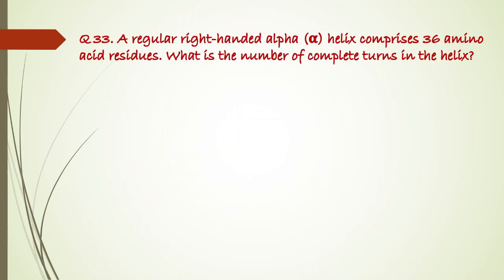It states a regular right-handed alpha helix comprises 36 amino acid residues. We all know that this is the basic definition for alpha helices. What is the number of complete turns in the helix? I want all of you to answer that. You should know. The answer is already found in the name of the alpha helix.